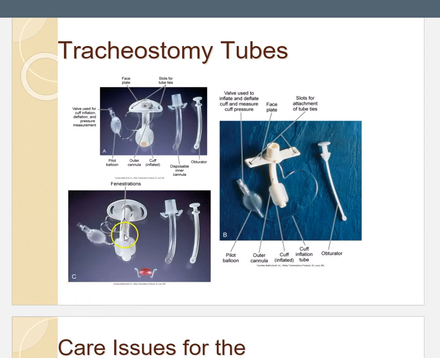This may be used on someone that we're trying to wean because we don't have a good seal anymore. Maybe the patient is doing much better respiratory-wise. Maybe we're going to keep the cuff deflated, and with the fenestrations, we can see that the patient can tolerate that pretty well. Again, it has an inner cannula, just like this type of trach, and then, of course, the obturator that we leave at the bedside.